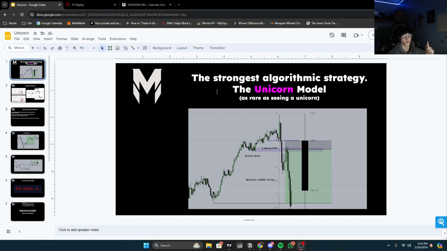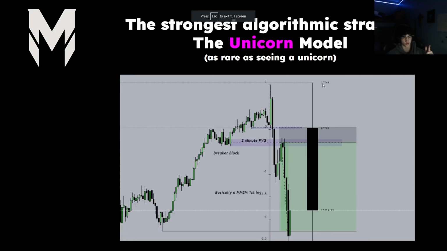I'm going to teach you guys the unicorn. This one is the strongest algorithmic model. There's a lot of good talk about it, and I kind of see why. You learned about this in the 2022 mentorship. This could also be considered first or second leg redistribution of a market maker buy or sell model, but this is kind of a good example of it.